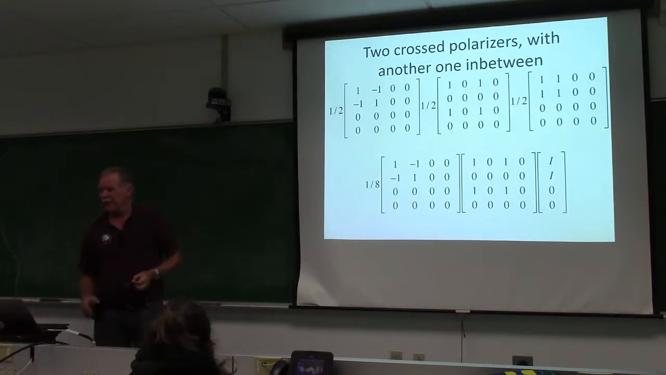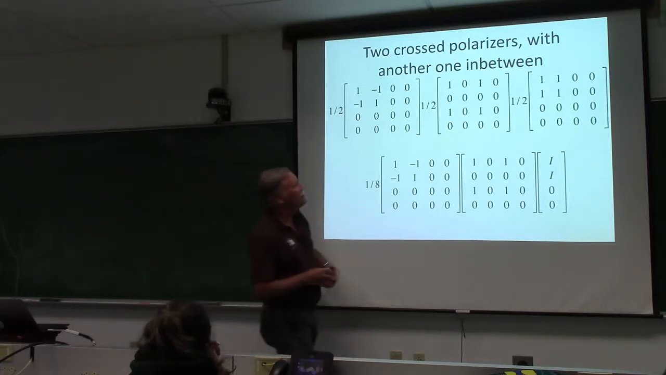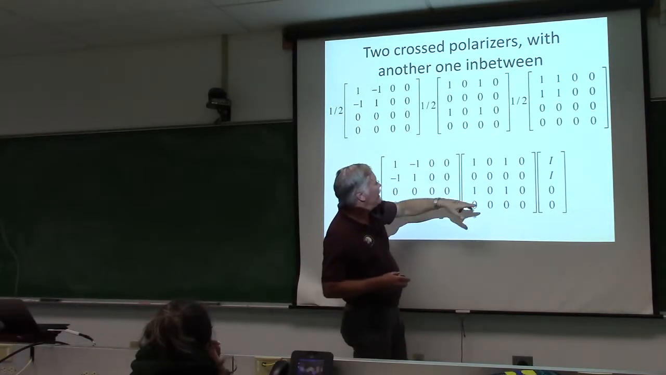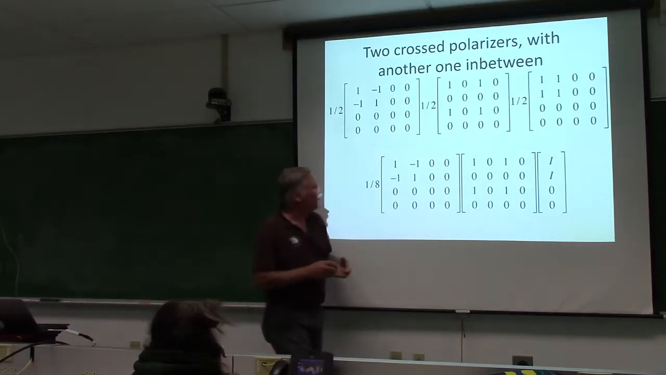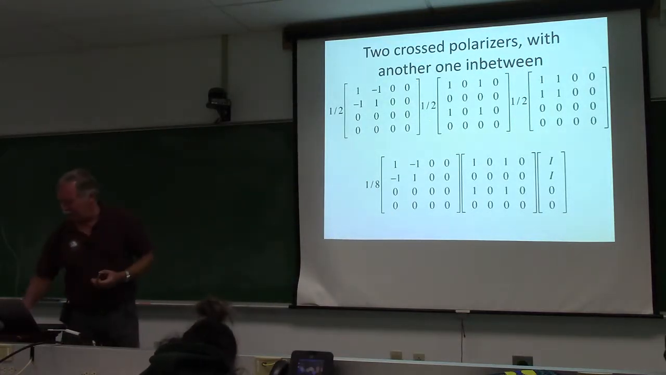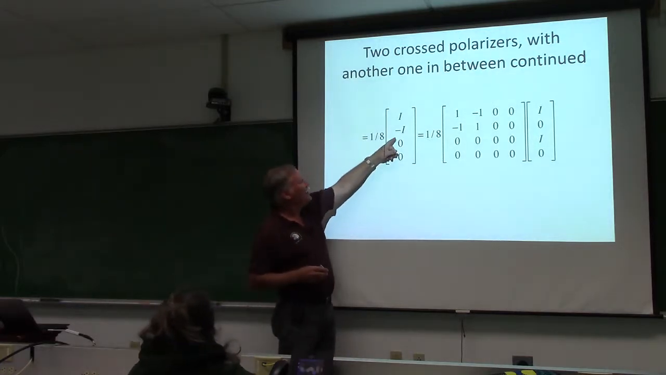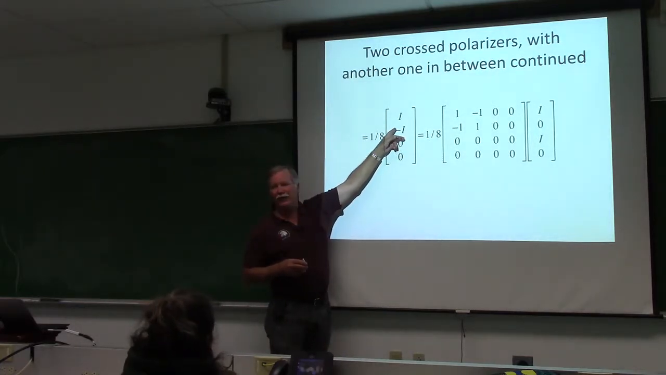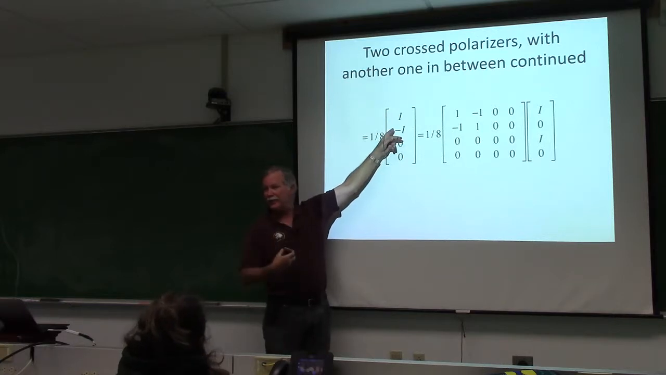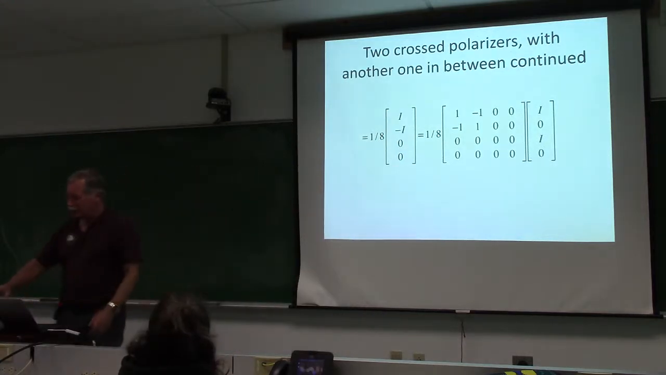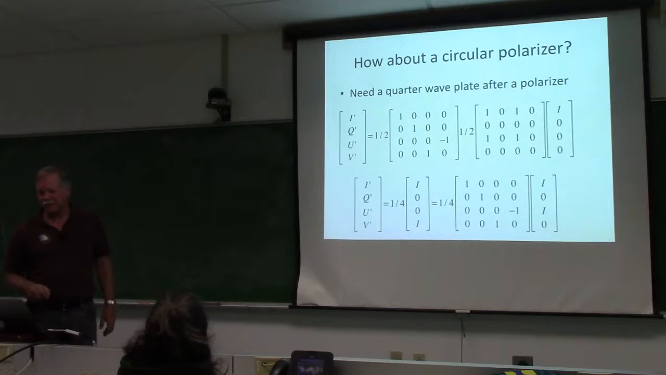So we look at two crossed polarizers with another one in between at 45 degrees. That's this Mueller matrix. And you could work through it. You get 1/8 of the light. You continue it out, you get 1/8 of the light. And that light's polarized along the direction of the last polarizer that you went through. So that's sort of how Mueller matrices work.